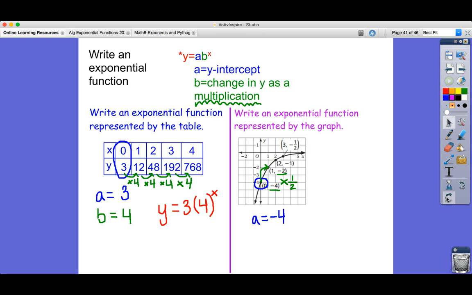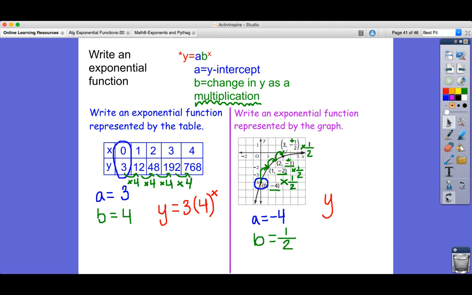So remember, when we're thinking of it as a multiplication, instead of saying divide by 2, that's the same thing as saying times 1/2. Just like if we said we're going to divide by 3, that would be like times 1/3. To double check that we're right, we're going to look at how to get from -2 to -1, which again is half, so times 1/2. And then -1 to -1/2. -1 times 1/2 gives us -1/2. So the change in y as a multiplication is 1/2.